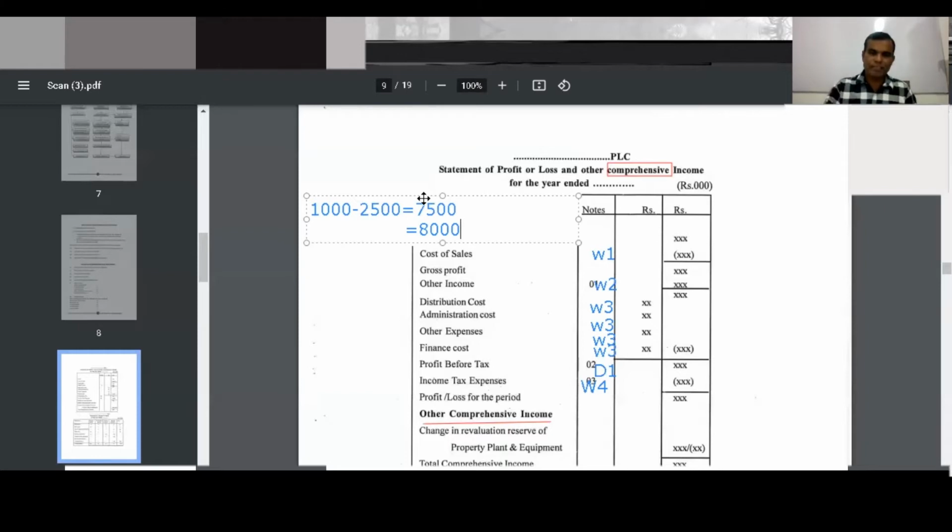Another example, assume that this motor vehicle can be sold in the open market, which is what we call the fair value or the revalued value, for 7,000. Then if it is sold in the market for 7,000, this is a loss of 500. That loss should be treated as other expense. This is how we have to identify revaluation loss or profit.